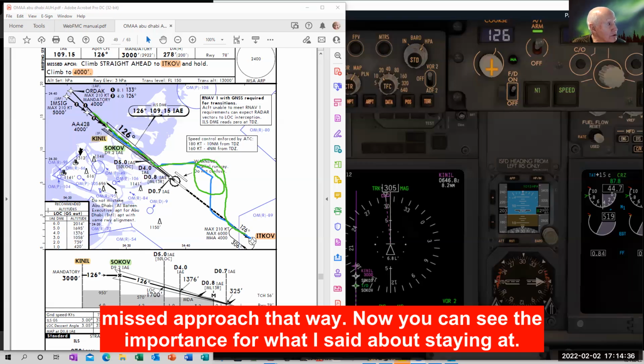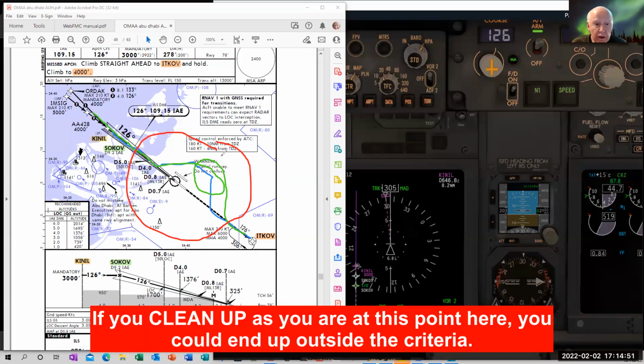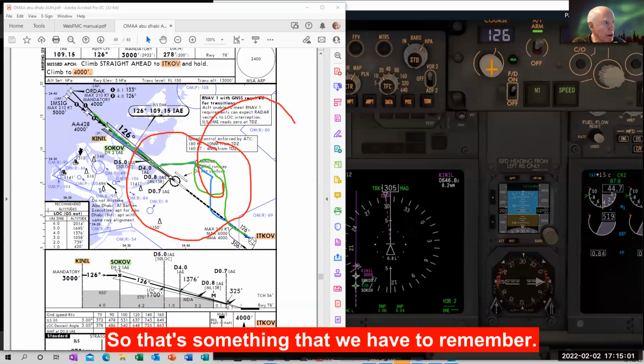Now you can see the importance of what I said about staying at flaps 15 so that you are well within the PANS-OPS criteria. If you clean up as you are at this point here, you could end up outside the criteria. So that's something that we have to remember.